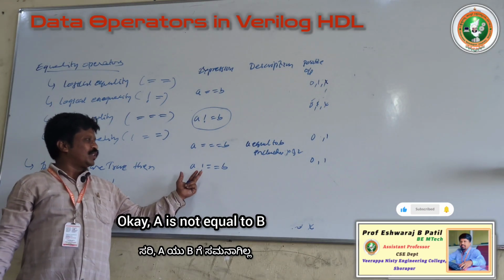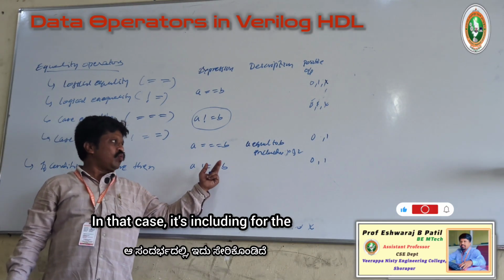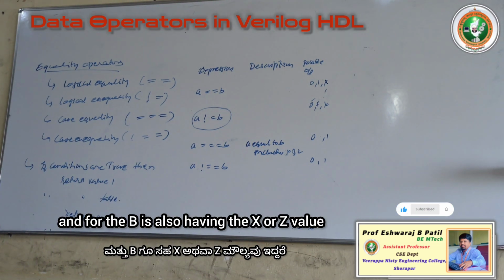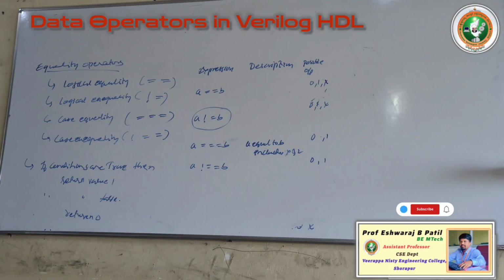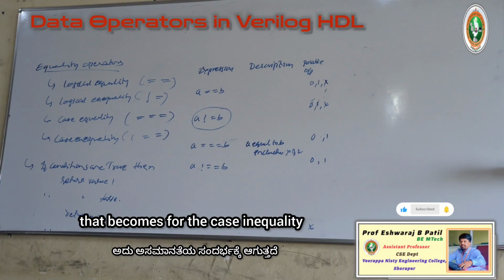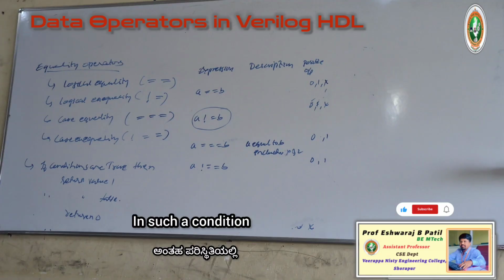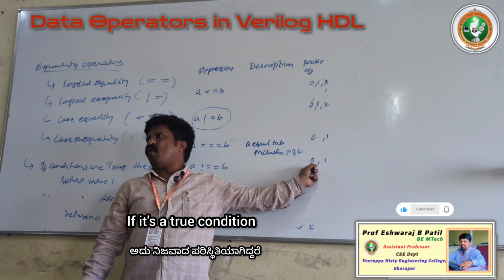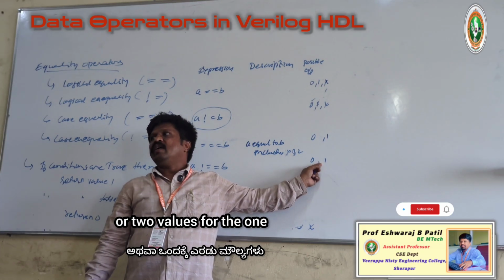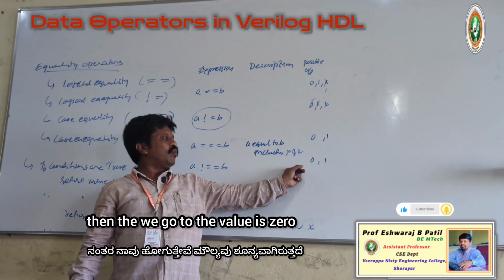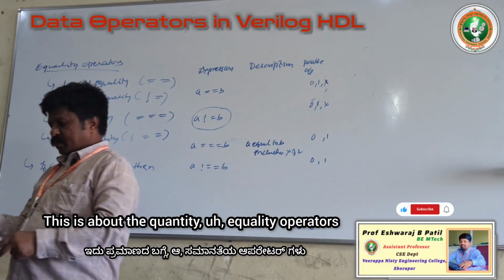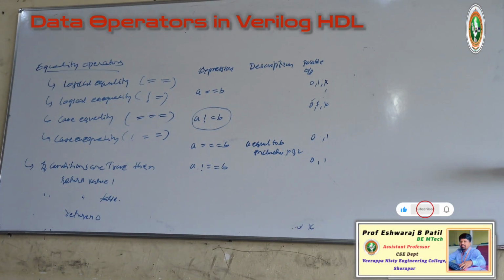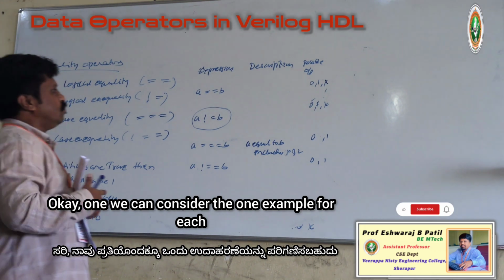Okay, a is not equal to b. In that case, it includes if a value is x and even b is also having the x or z value, then also it is inequal. That becomes the case inequality. In such a condition, we have two values, either 0 or 1. If the condition is true, then the output value is 1. If it's false, then we go to the value 0. These are what we call the equality operators. Okay, we will consider one example for each.